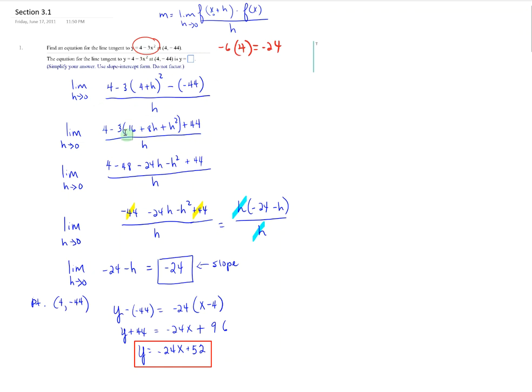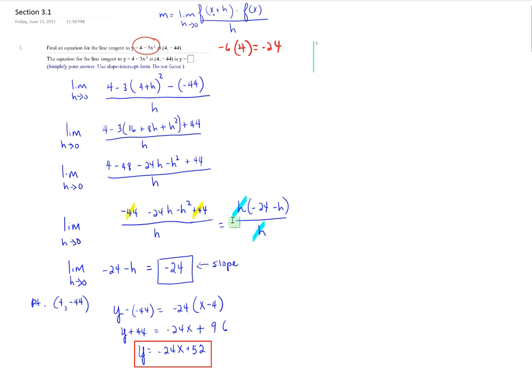So we've got 4 minus 3 times this, if you square this binomial, and that ends up being plus 44. Then I'm going to multiply the 3 times everything here, and I get 4 minus all of this plus 44. What happens is we've got 4 minus 48, that's a negative 44, minus 24h minus h squared plus 44. So those are going to cancel out. And we're left with this.